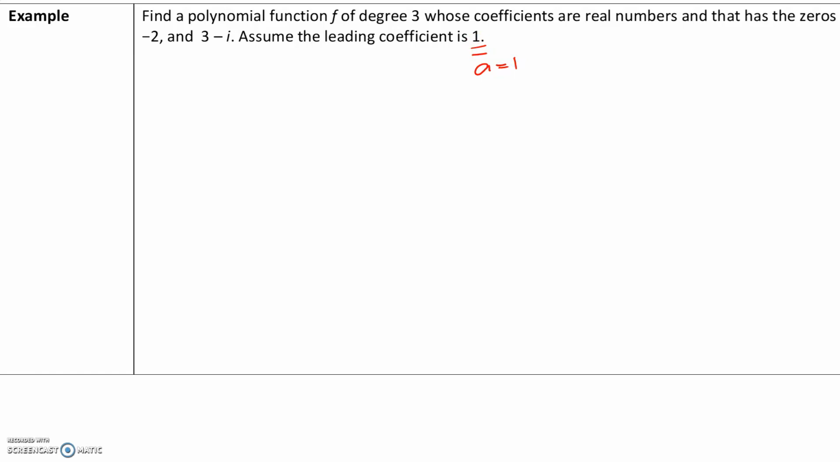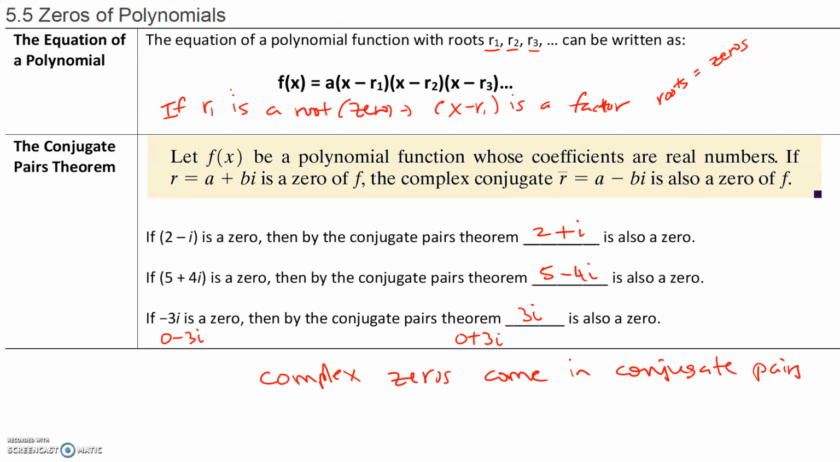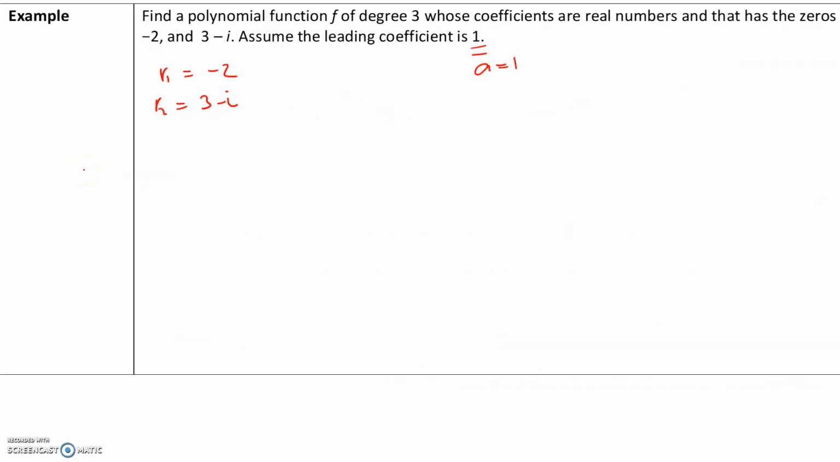Let's first list out our zeros. Our first zero, r1, is negative 2. Our second zero, r2, is 3 minus i, but we just learned that the conjugate pairs theorem tells you that if 3 minus i is a 0, then 3 plus i will also be a 0.